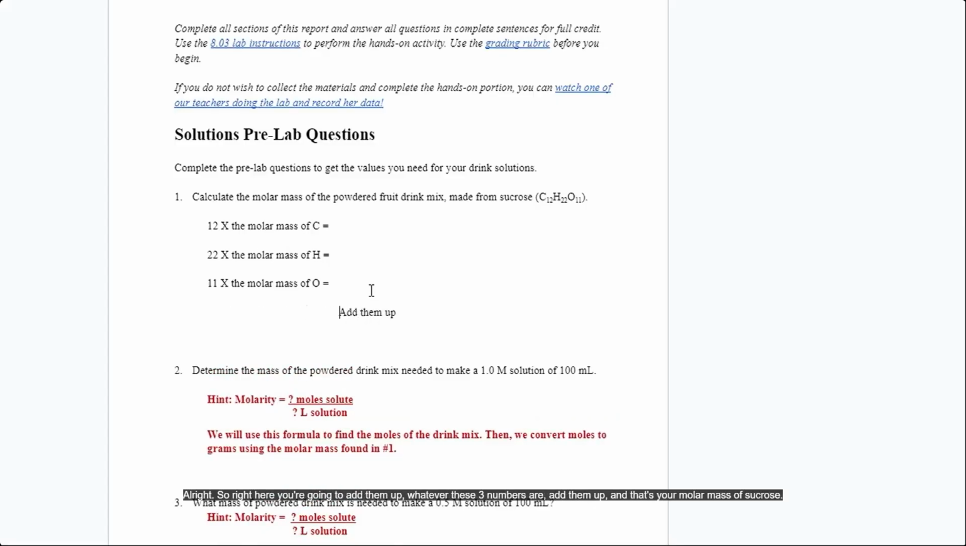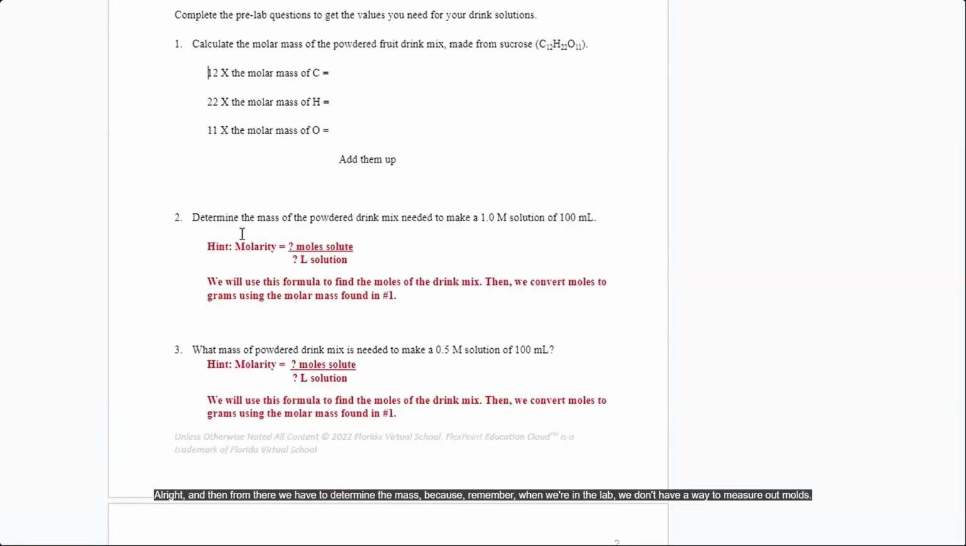All right, so right here, you're going to add them up. Whatever these 3 numbers are, add them up, and that's your molar mass of sucrose. Then from there, we have to determine the mass. Because remember, when we're in the lab, we don't have a way to measure out moles. So we measure out mass, and then we use the molar mass to convert to moles.